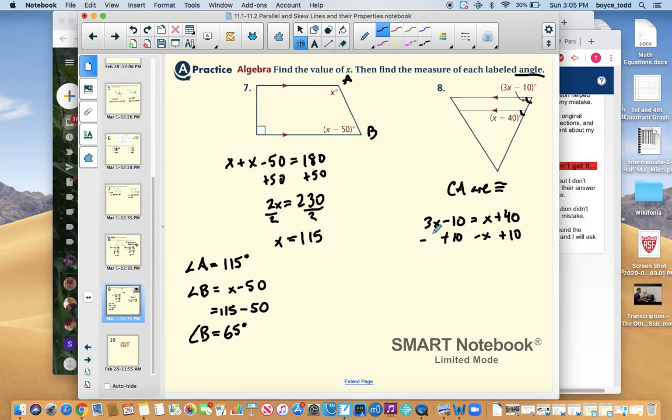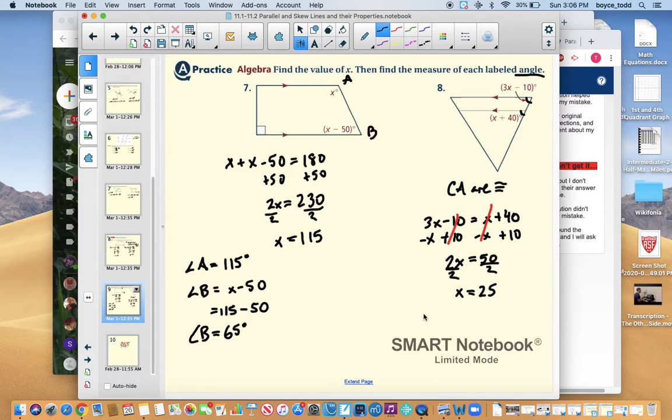All right, and we're going to subtract x. We're going to add 10, kind of doing two steps at once here, right? We add 10 to both sides, and then we subtract x. So when we do that, we get some things to cancel out, right? This is going to cancel out, and this is going to cancel out. So we're left with 2x equals 50. Well, that's pretty easy. We just divide by 2, and now we know that x equals 25.